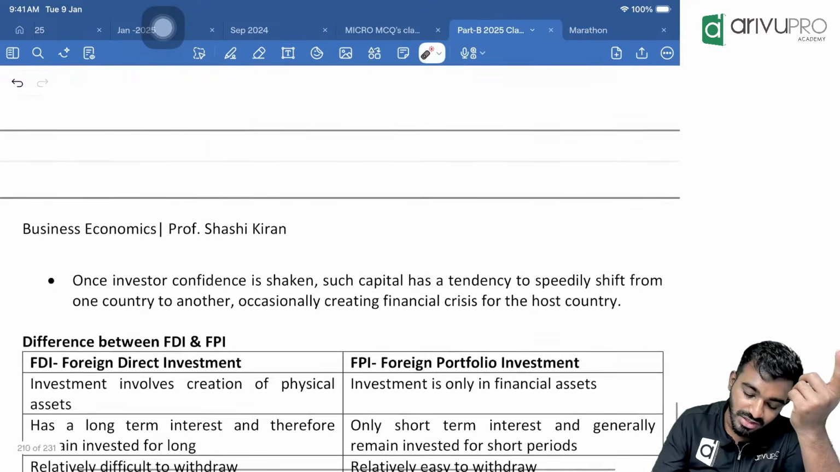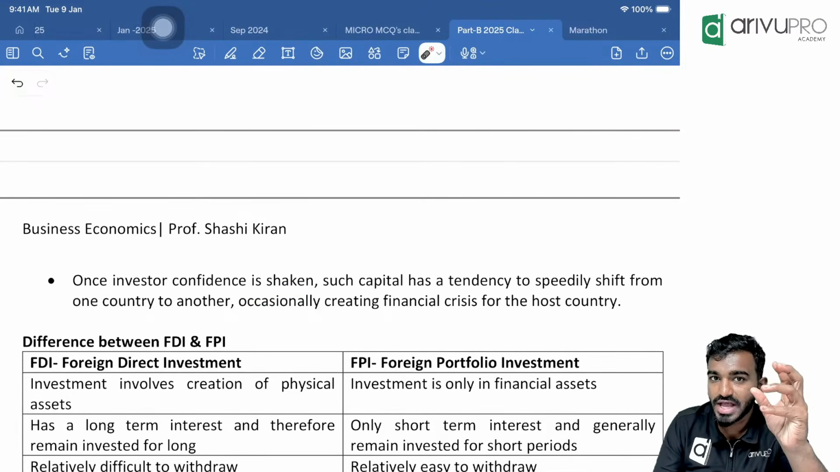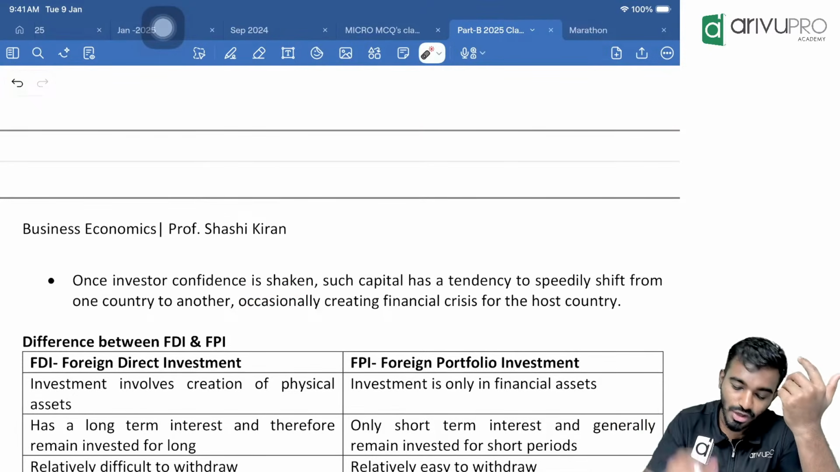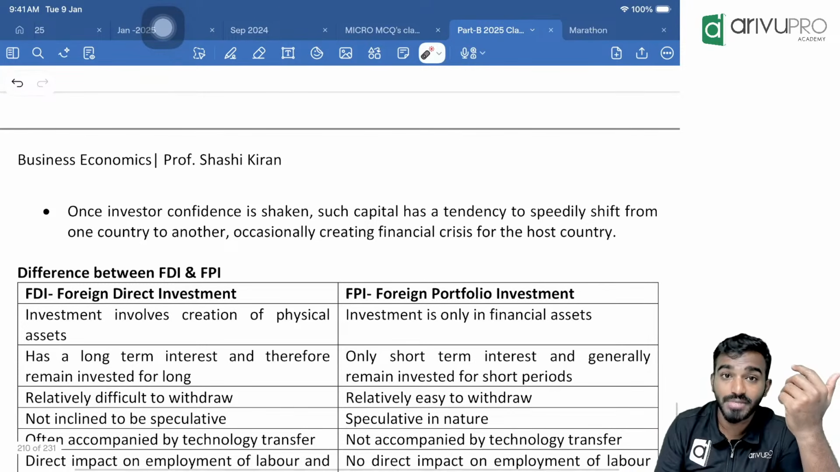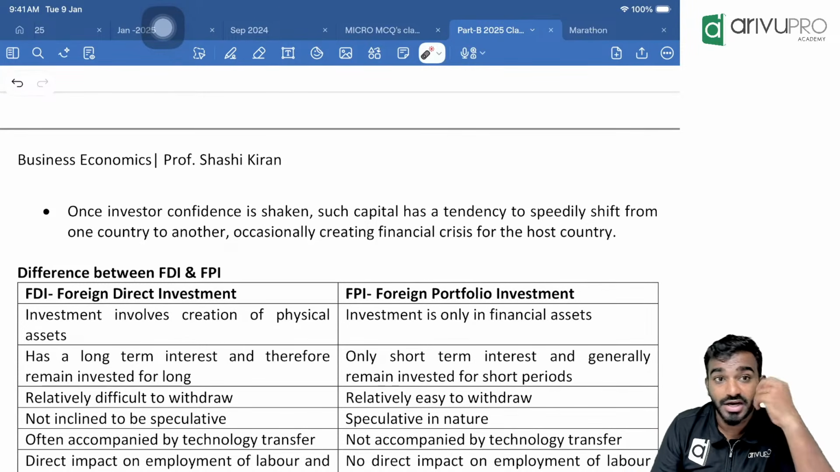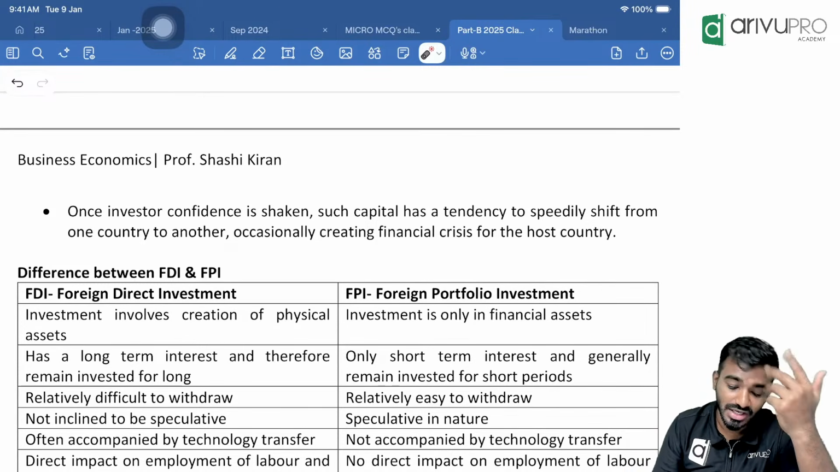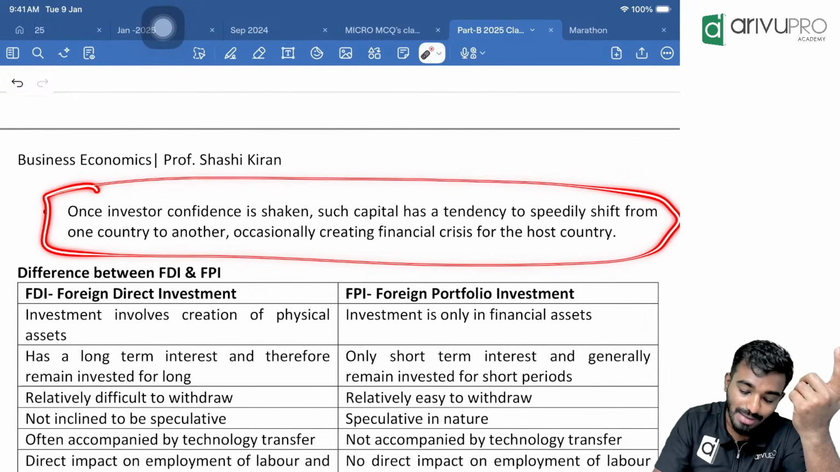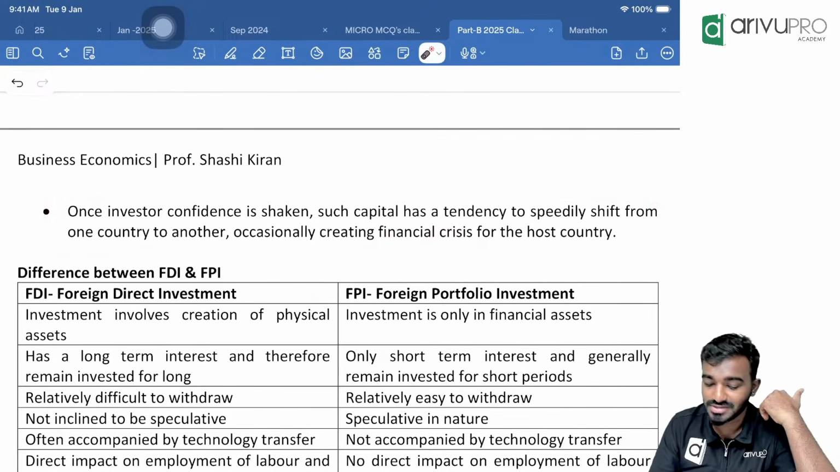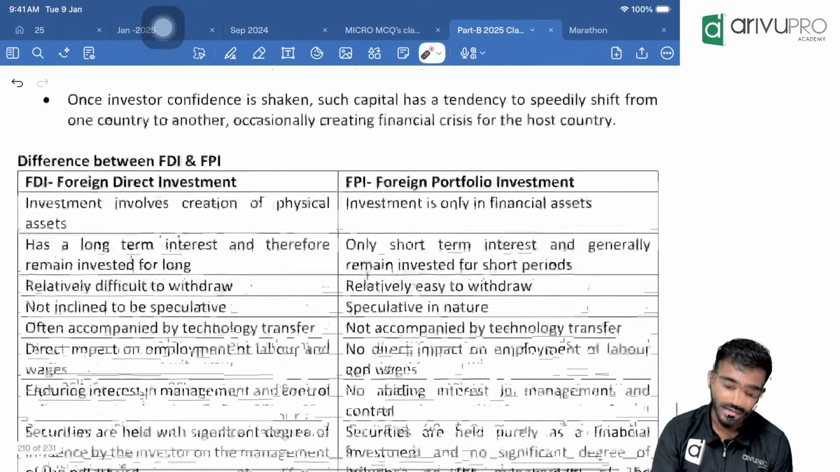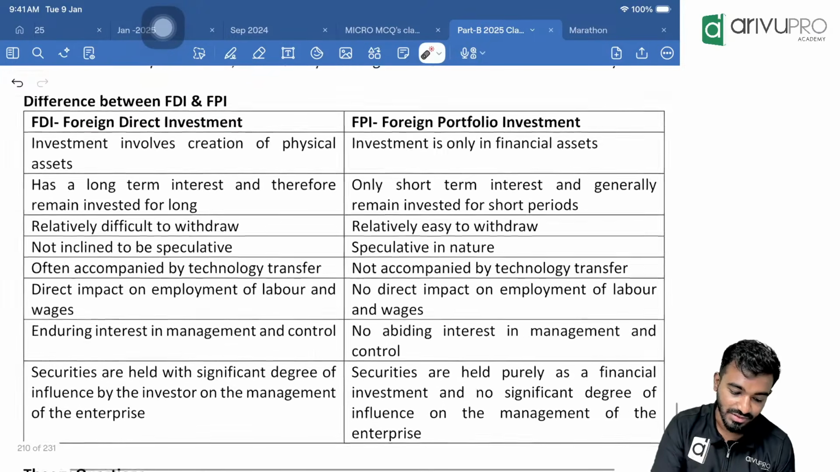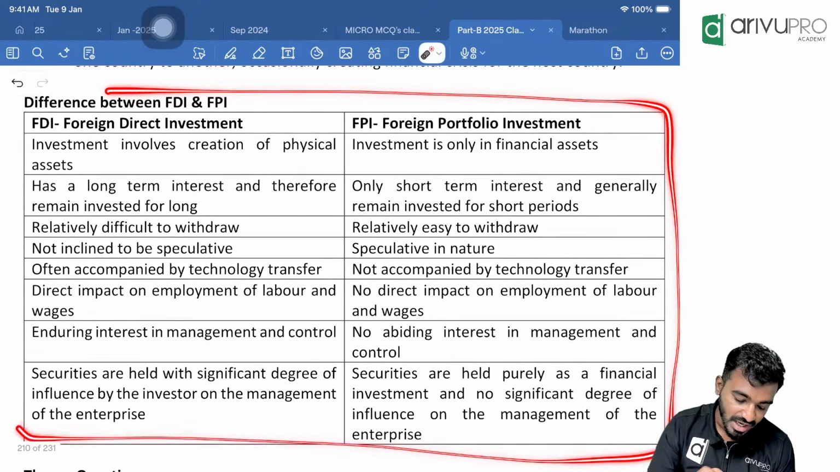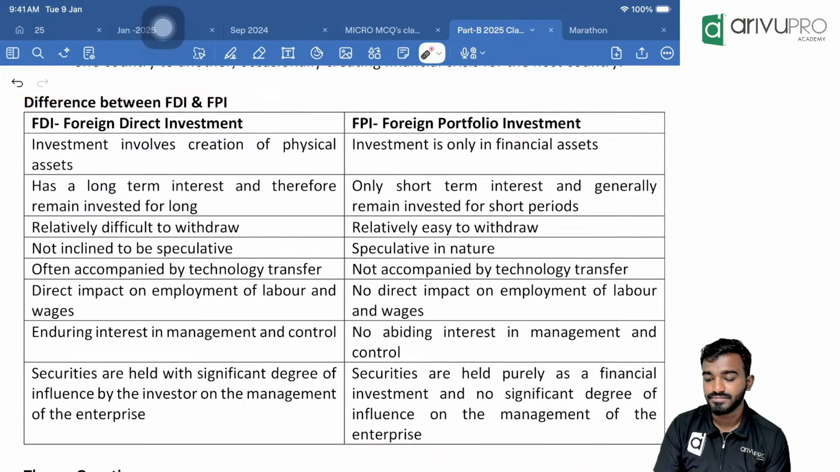Same thing here. If any investor confidence is shaken, something slowly happens inside your country, they will take out huge money and they will say, tada, bye bye. That will make your finance market more and more volatile. Especially stock markets will be volatile more and more. In India, what is happening from the last few months, financial crises in the host country, it will create. Same thing, the differences I have given here. Difference between FDI and FPI.